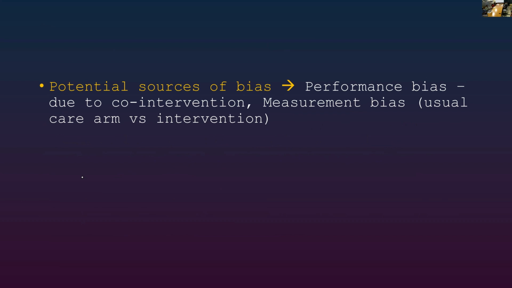So potential sources of bias: performance bias, perhaps due to co-intervention, but maybe not very significant. Measurement bias also, if the patient failed to reply appropriately at the correct time, especially in the usual care arm. How do we know if the patient did not reply in the usual care arm? We'll have to rely on the pharmacy records, so that can be slightly difficult.